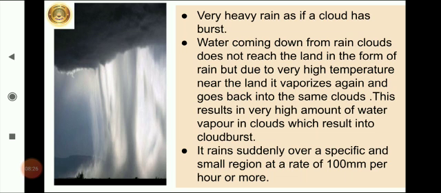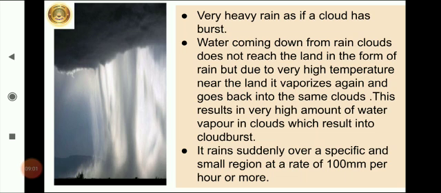Very heavy rain, as if a cloud has burst, occurs. Sometimes the water coming down from rain clouds does not reach the land in the form of rain. Instead, due to very high temperature near the land, it vaporizes and goes back into the same cloud. It is evaporated midway and goes back into the same cloud.